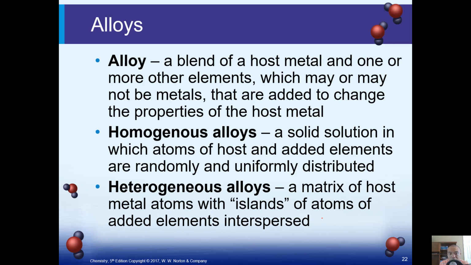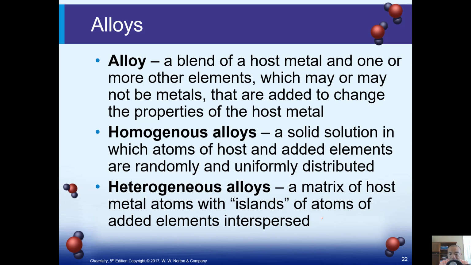Alloys can be classified in terms of how the added substances are distributed, as discussed in the previous chapter dealing with mixtures. Homogeneous alloys are solid solutions in which added elements are uniformly distributed at the atomic or molecular level. Two examples of a homogeneous alloy are brass, which is a mixture of copper and zinc, and bronze, which is a mixture of copper and tin. We will discuss this in the next slide.